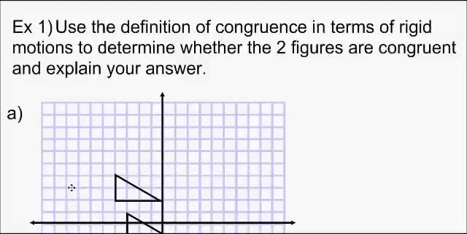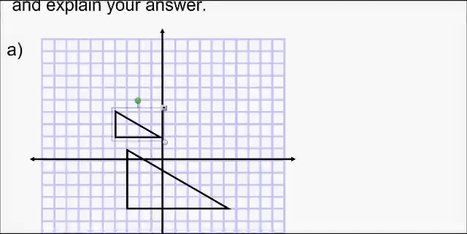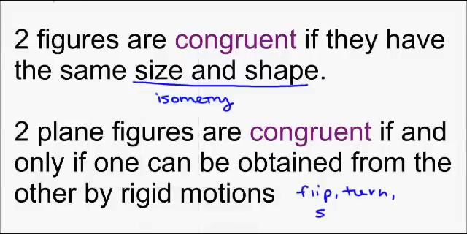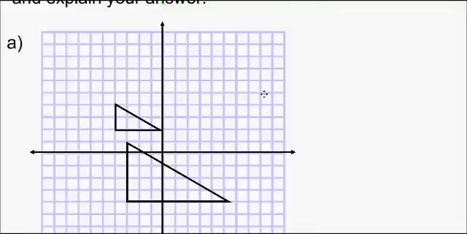Okay, example 1. Use the definition of congruence in terms of rigid motions to determine whether the two figures are congruent, and explain your answer. Part A, I'm looking at these here. If I took this small figure and tried to use rigid motions to get the big one, I could do that. So maybe this is a slide. I could slide down and over, but notice that those figures still do not overlap, because they're different sizes. Since there is nothing I can do here to get the small one on top of the big one without changing the shape or size, these are not congruent. Different sizes.